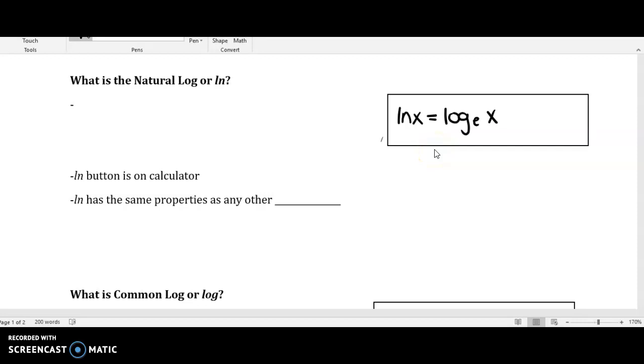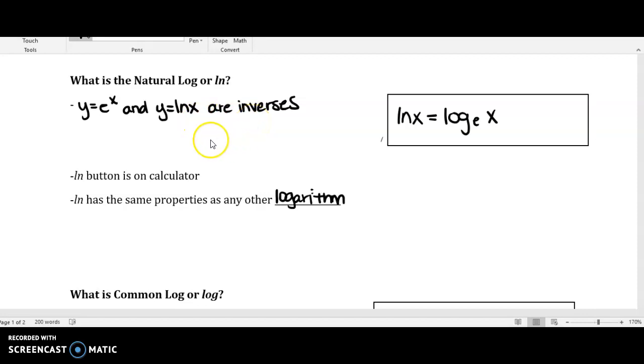So what is a natural log, which we're going to see written as ln? Well, ln of x is actually a log with a base of e instead of a number. So our number there is e, 2.718. y equals e to the x, the exponential equation, and y equals the natural log of x are inverses of each other. You do have a natural log button on your calculator, which looks like ln, and ln has the same properties as any other logarithm that we've been working with.